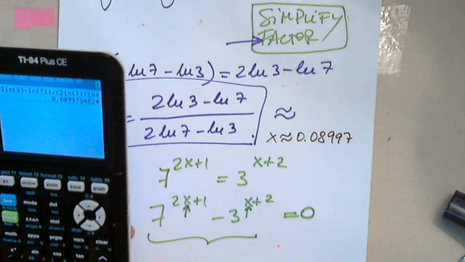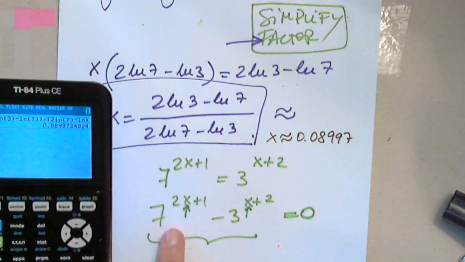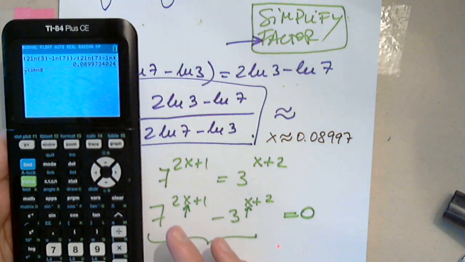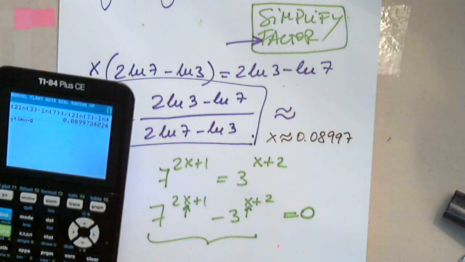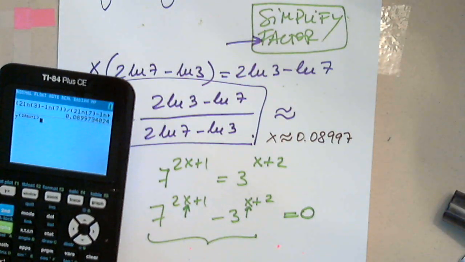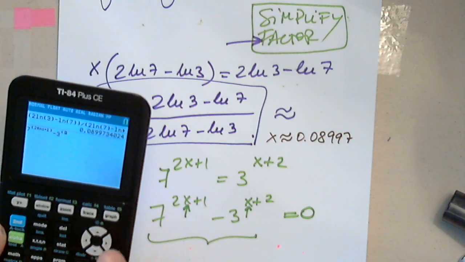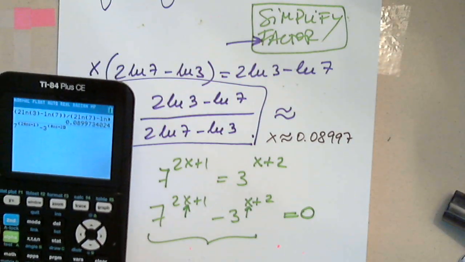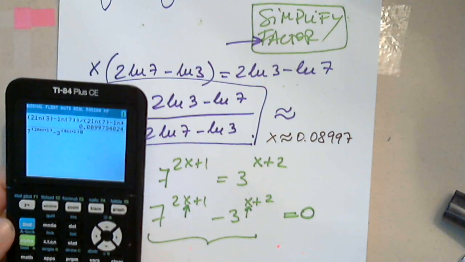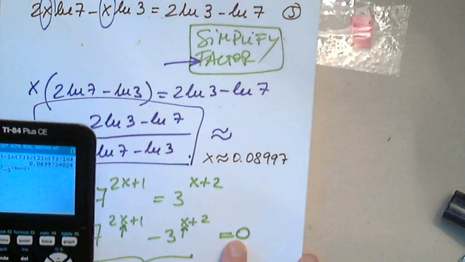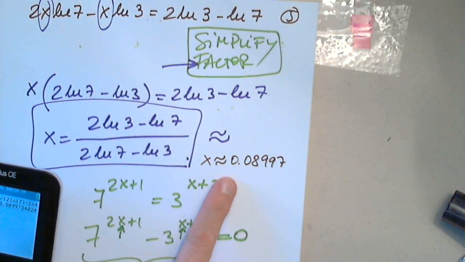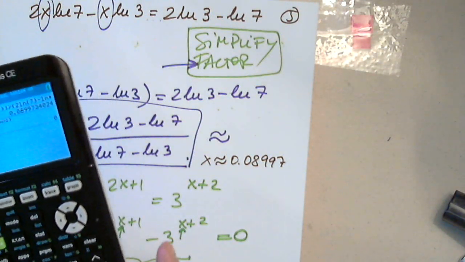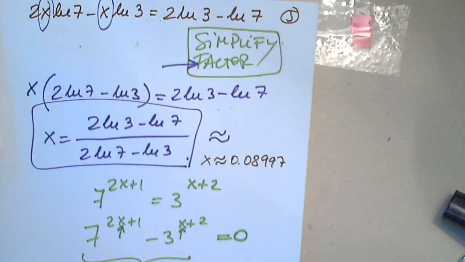So careful. So 7 caret in parentheses 2 times the previous answer, second and minus, plus 1, close the parenthesis, and then minus 3 caret again in parentheses x. Oh, I don't want x. I want the previous answer plus 2, and close the parenthesis. And now press enter. When I press enter, I better get 0. If I don't get 0, this is incorrect. And the answer is 0. Any questions?